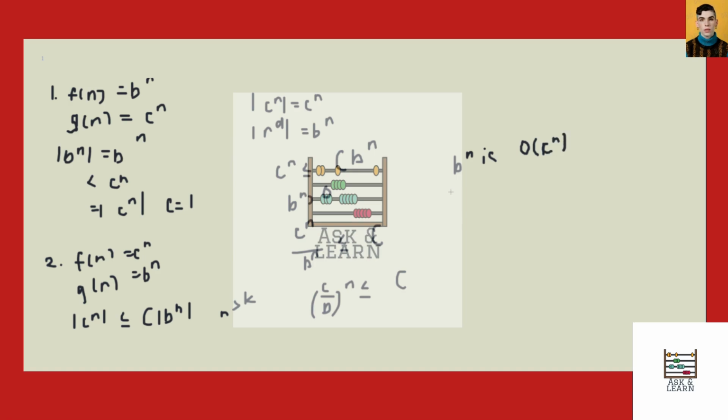So b to the n is O of c to the n, and c to the n is not O of b to the n.